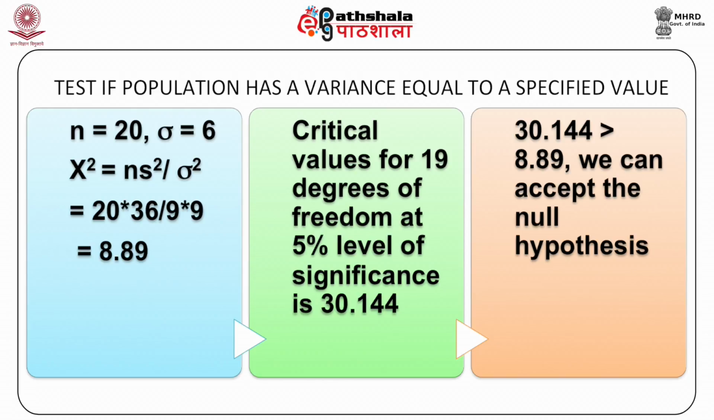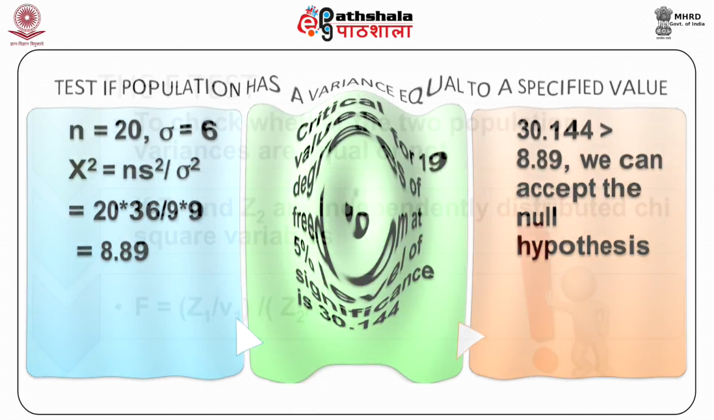The critical value for 19 degrees of freedom at 5% level of significance is 30.144. Since 30.144 is greater than 8.89, we can accept the null hypothesis that the population standard deviation is 9.